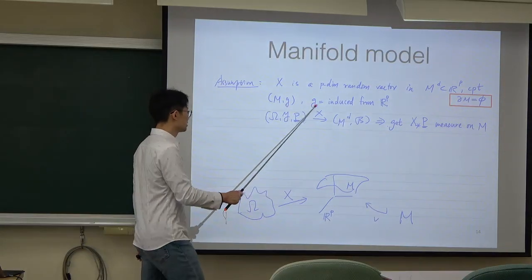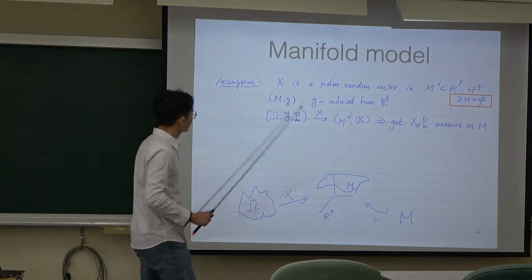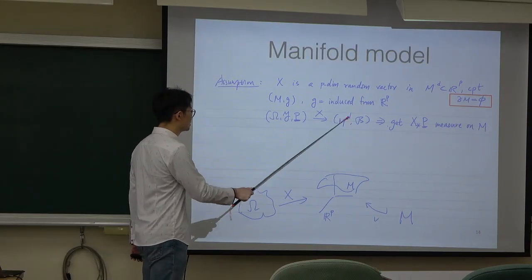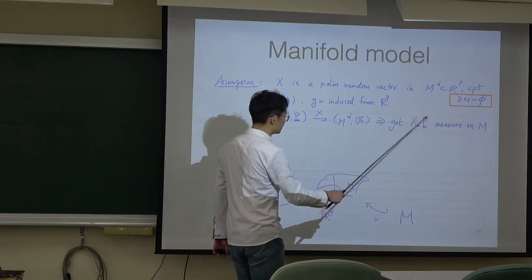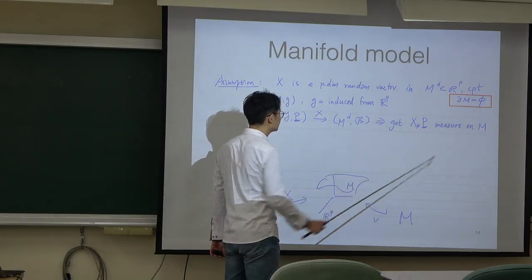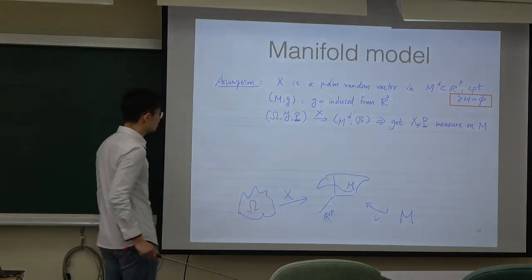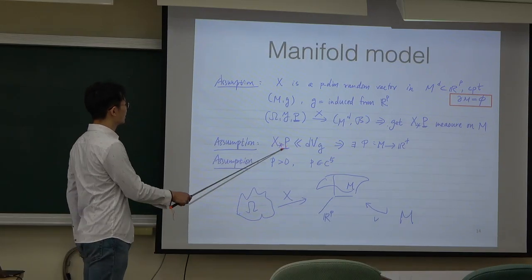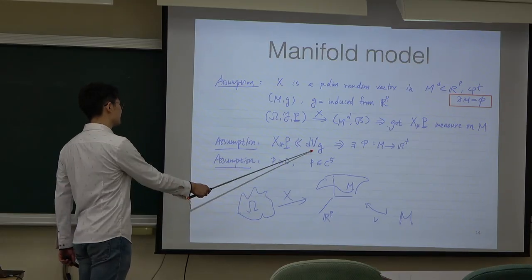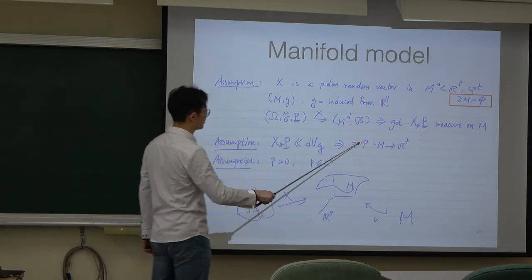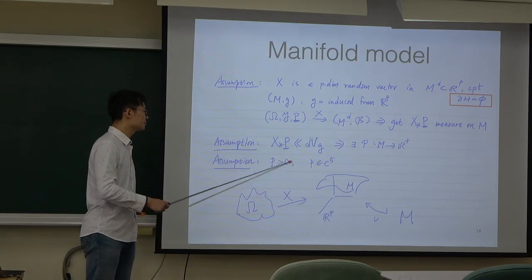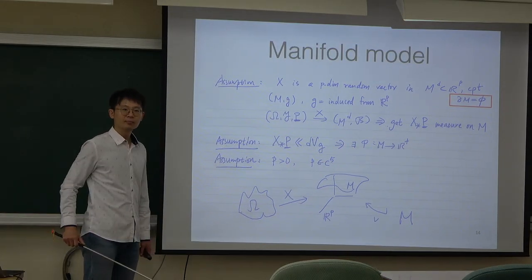The metric is induced from the ambient space, and this is how it looks. You have a random vector mapped to M^d, and you get the induced measure on the manifold. Then you make the assumption that the induced measure is absolutely continuous, so that you can have a density function, and you assume the density function is always non-zero, and it is C^5.